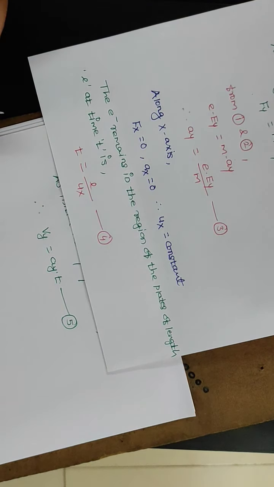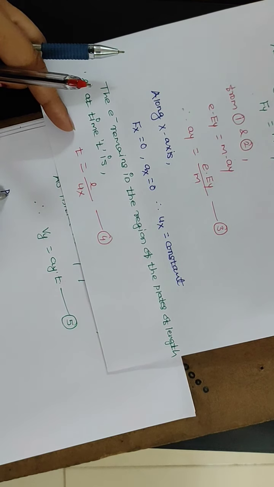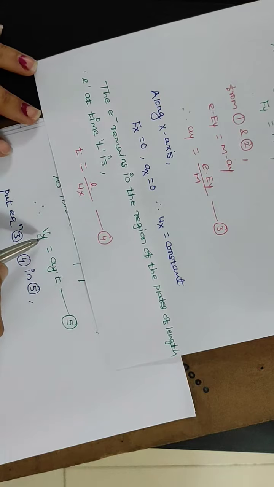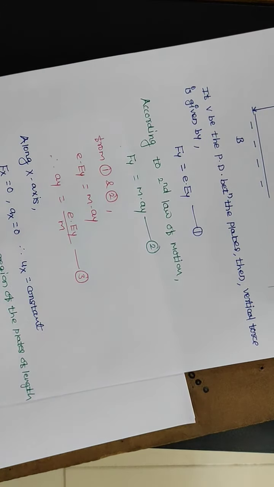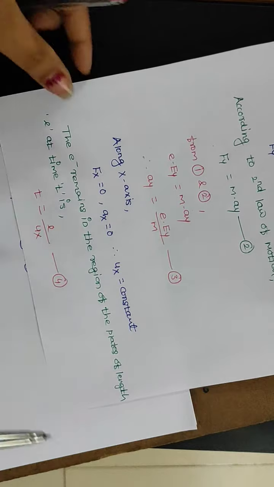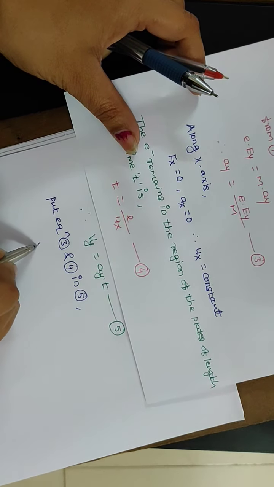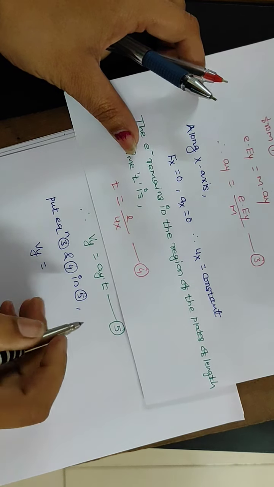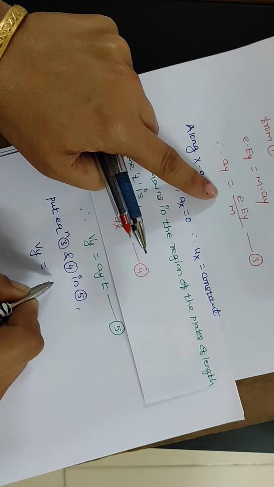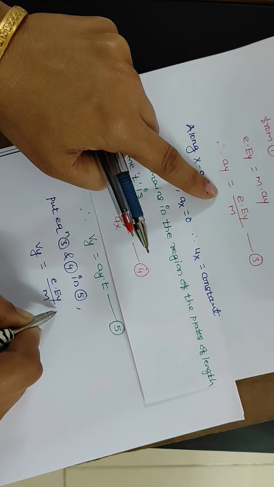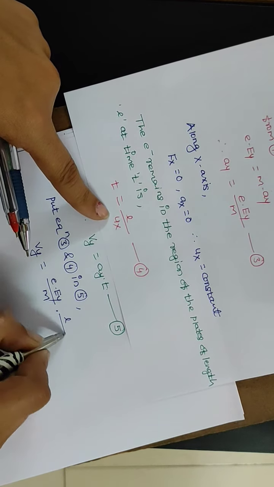Now put equations 3 and 4 in 5. In this equation we just put the values of ay and t. So we can write this equation like this: vy is equal to, ay means eEy divided by m, into t means L divided by ux.